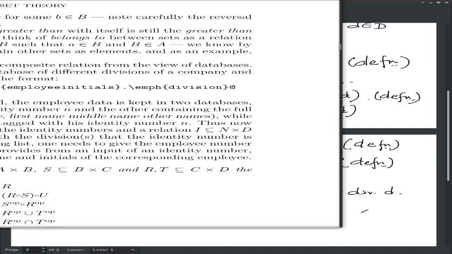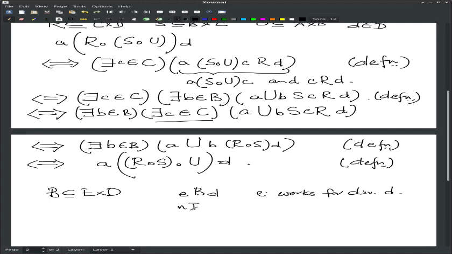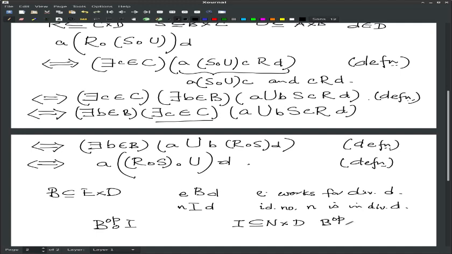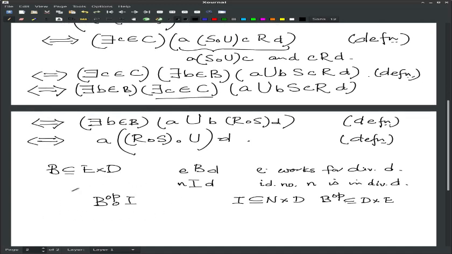So now, I and D. What is I? N I D. So this says there is a person, I am not sure about his or her name, but some identity number, and that identity number is in division D, right? So now what is B op composed I? I is all identity numbers and divisions, and B op is divisions and employees, right? So what does this mean?